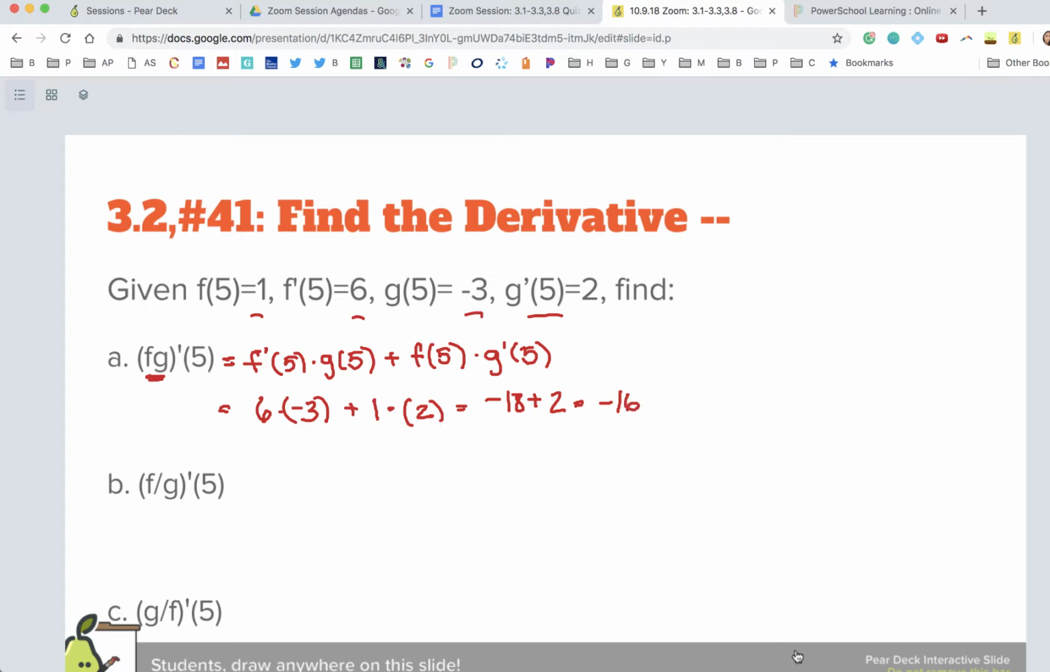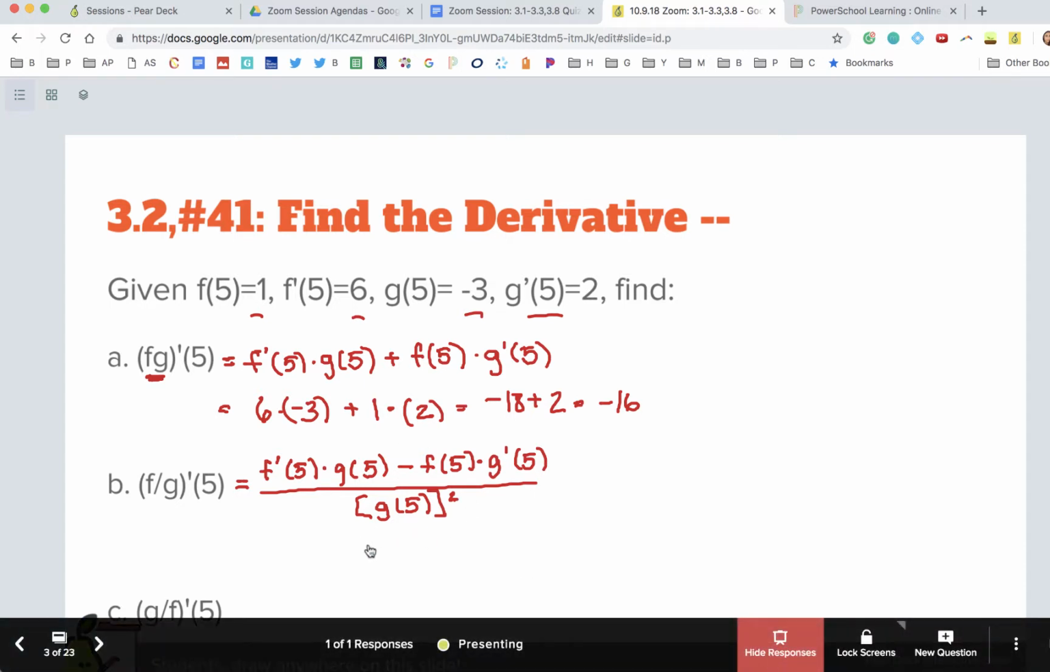The second one is a quotient, right? f divided by g. So that's the derivative of the first times the second, which is the bottom in this case, minus the first times the derivative of the second, all over the second squared. So remember that in the bottom, the denominator, that's the same as whatever was in the denominator, so the second squared.